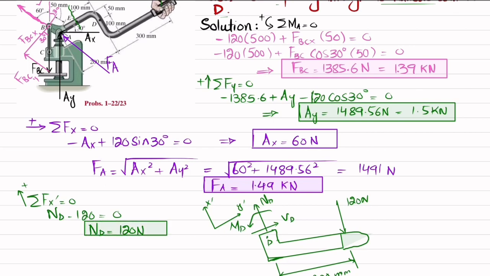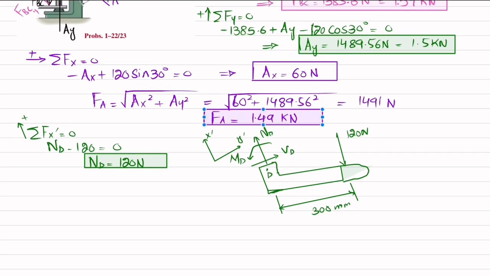Now we'll find the second force, that is VD. For that we'll apply the equation of equilibrium that the sum of all forces along the y dash direction must be equal to 0, and force in this direction is taken as positive. So you can see along this we have one force, VD, and there is no other force, so it means that VD is equal to 0.